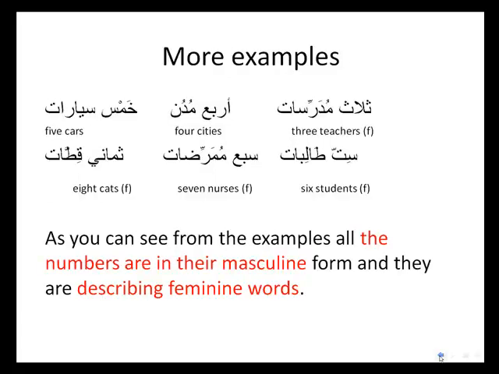More examples. These examples are all with feminine words. Because of that, the number is in the masculine form. 3 مدرسات 4 مدن 5 سيارات 6 طالبات 7 ممرضات 8 قطات.